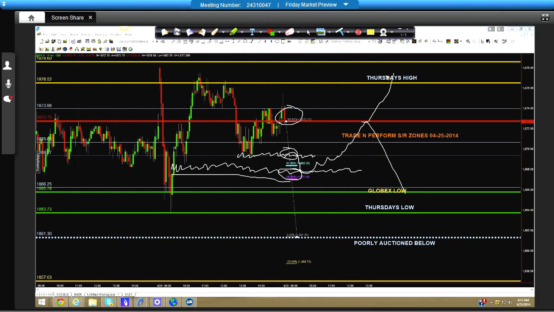Okay, so remember, yesterday's range was 1878 all the way down to 1863. That's a 15-point range. As violent as it was, the range wasn't actually that big. We've had 20 to 30 point ranges as of late. So this is essentially half the range we normally have. The reason people were getting so screwed was this was poorly auctioned and the moves were violent through here.